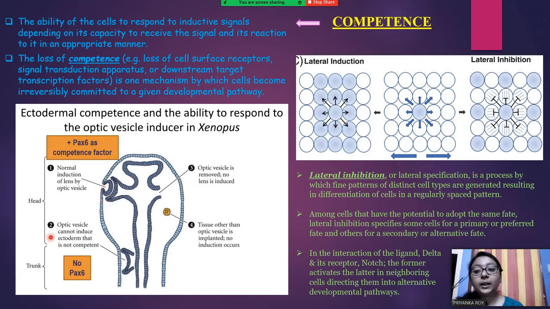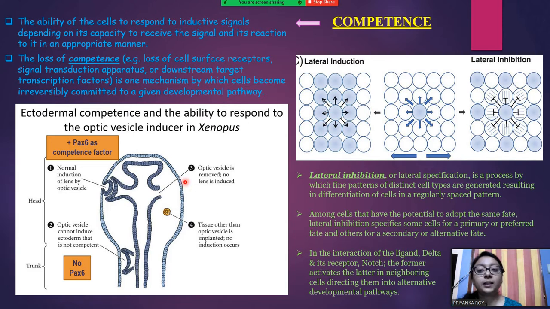When the optic vesicle is present under the trunk ectoderm, as you can see, the lens cannot be formed because this ectoderm is not competent. It cannot be induced to form the lens because there is no PAX6. And in the case where the optic vesicle is removed, you can see the head ectoderm fails to form a lens. Also, when other tissue is present except the optic vesicle, there is no induction.